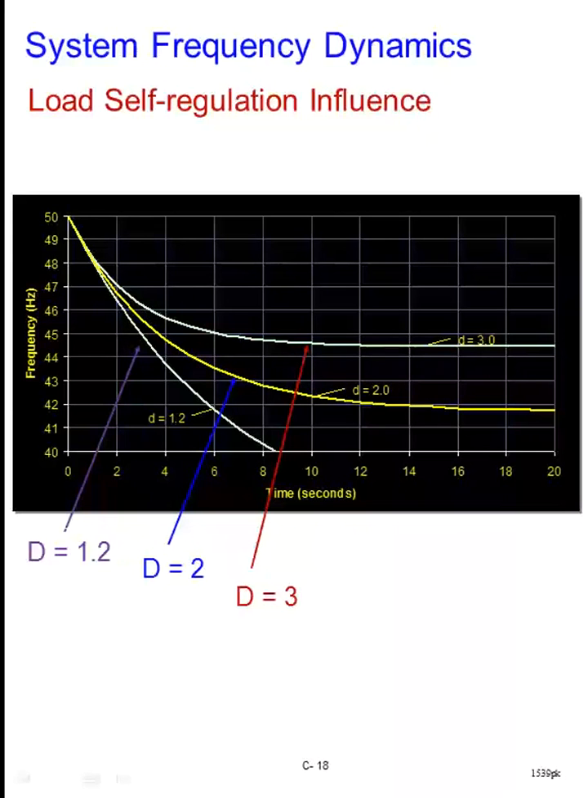So in one way, because of the self-regulation from the dynamic loads, the drop in the frequency can be slower if you have more dynamic loads in the system. And that's why it is very important that in your network you have some of the loads as induction motors. If you don't have induction motors as a load, then frequency regulation will be a serious issue.